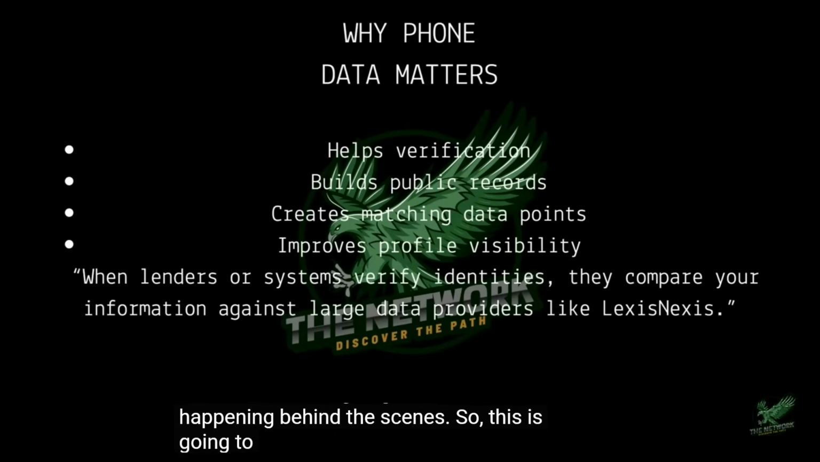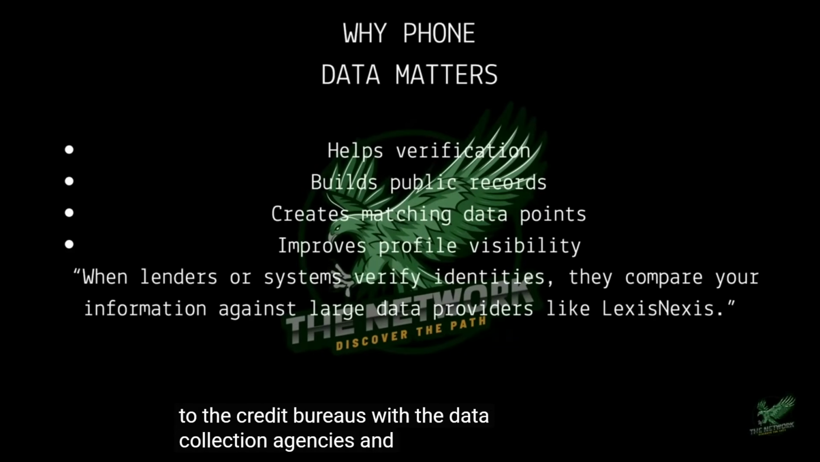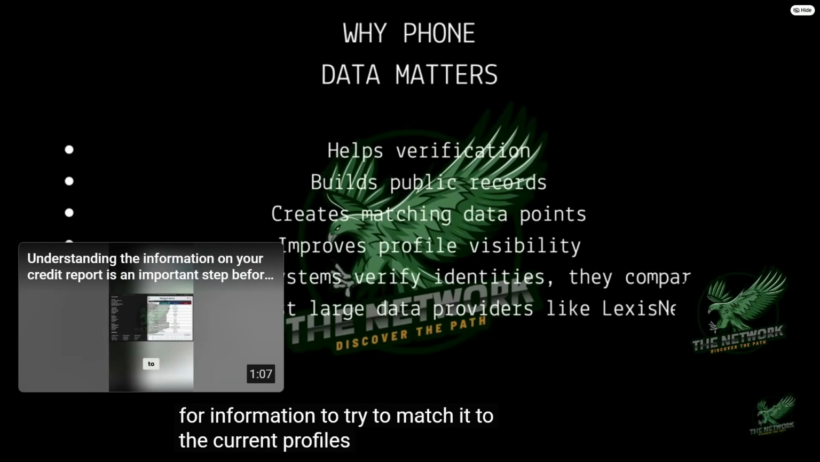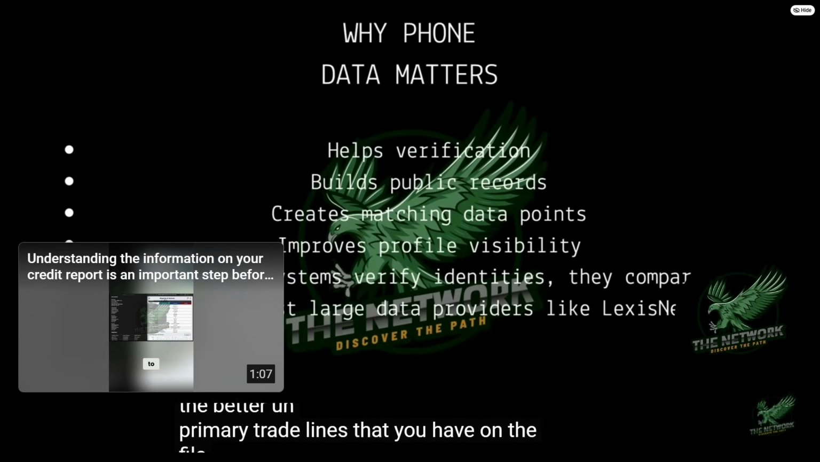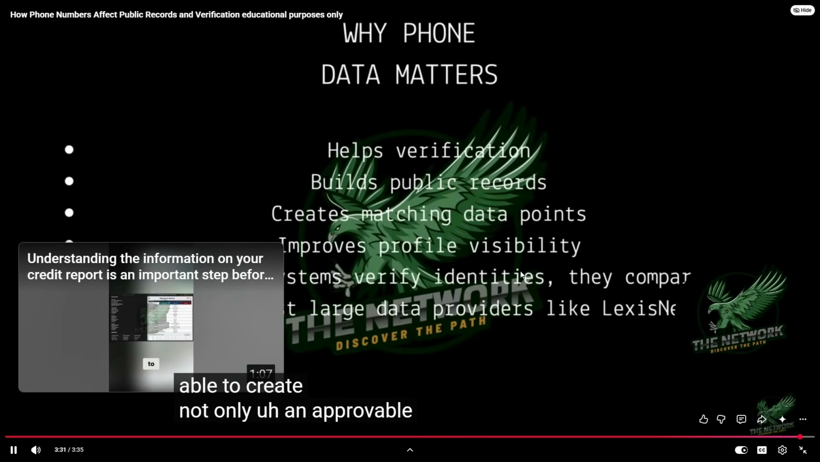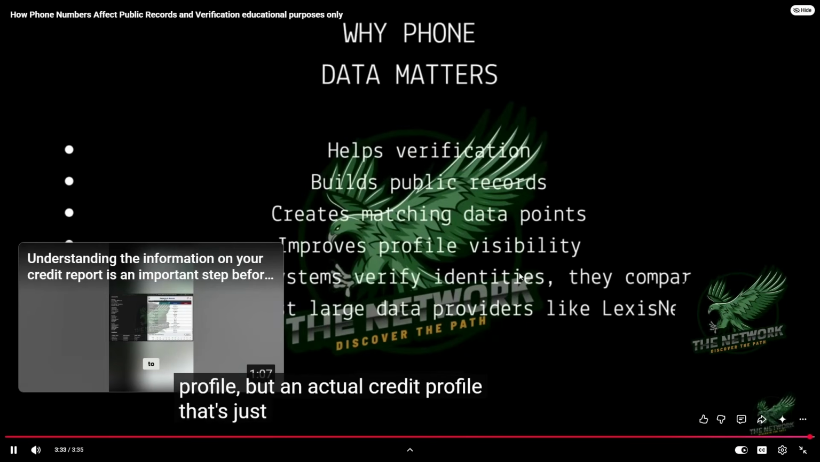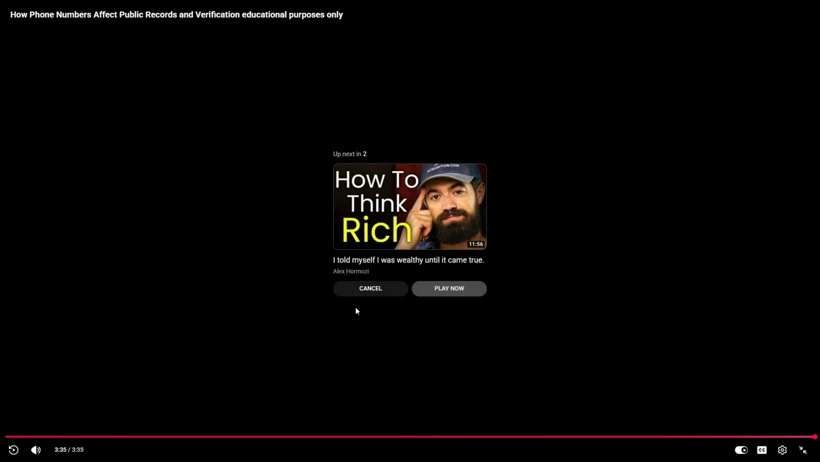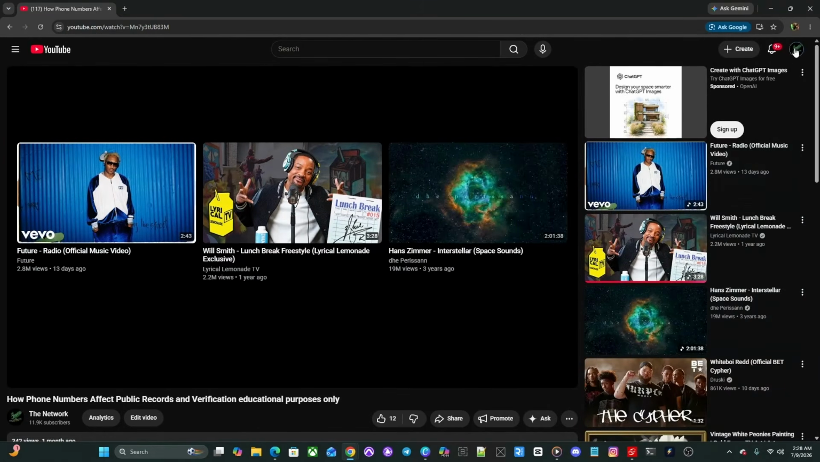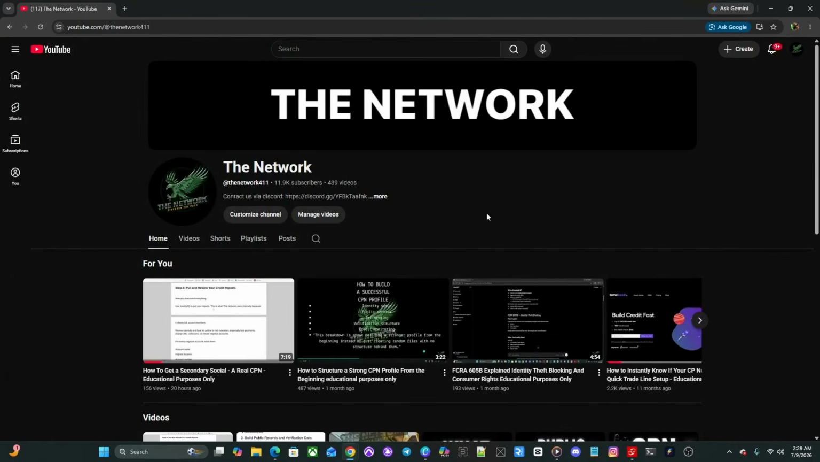So this is going to improve the profile visibility to the credit bureaus with the data collection agencies and LexisNexis, people like that. They're always looking for information to try to match it to the current profiles that they see. So the better primary trade lines that you have on the file and the better public records you have is going to allow for you to be able to create not only an approvable credit profile, but an actual credit profile that's just usable in general. So as you see, everything matches up, guys, and everything works together to create a better profile for you.